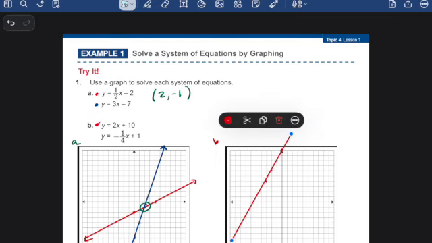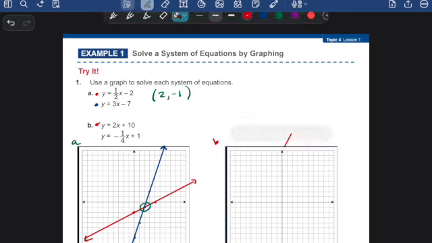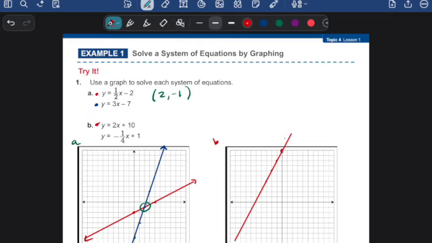When you're graphing, you want to make sure you use a straight edge and get enough points using your slope so you can have a nice straight line. You want to be as accurate as possible when you're using graphing to find solutions to systems of equations, because you need an accurate read for that ordered pair for the point of intersection.